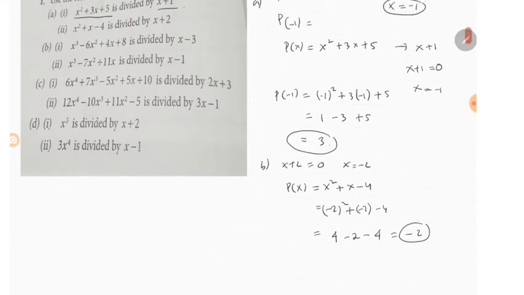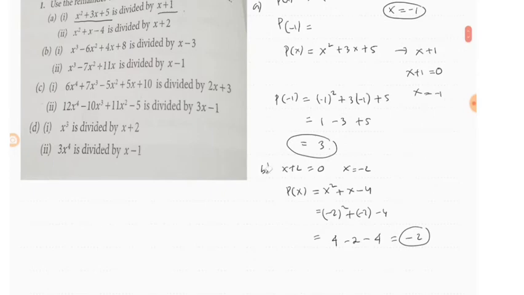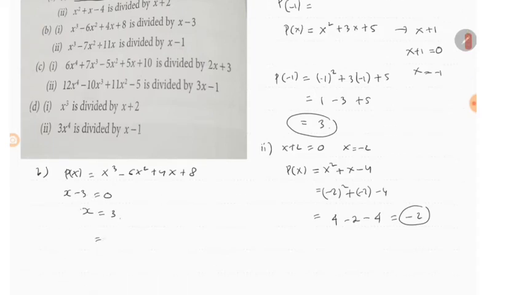Okay, so that was part (a), (ii). Now (b). For (b), our p(x) equals x cubed minus 6x squared plus 4x plus 8, right? And then it is divided by x minus 3. So x minus 3 equals 0, then x equals 3, right? After that, you substitute 3 in here.